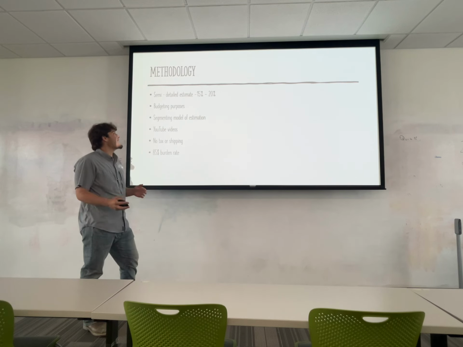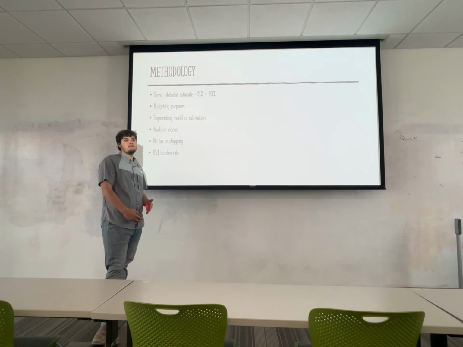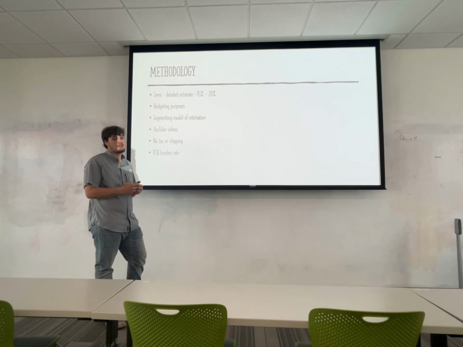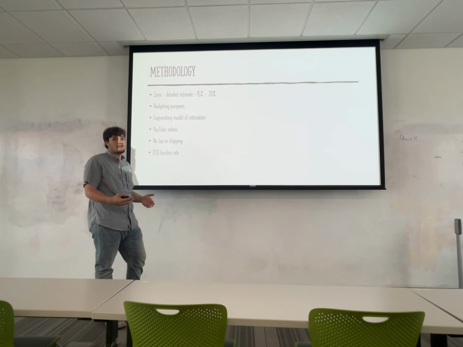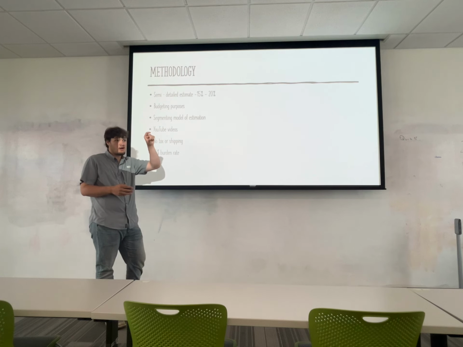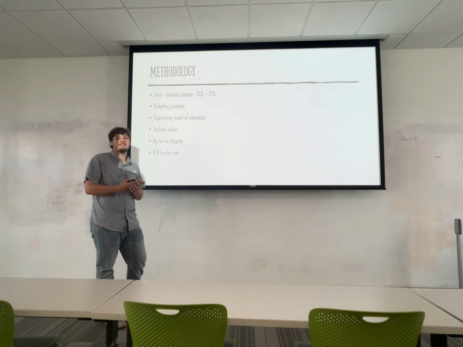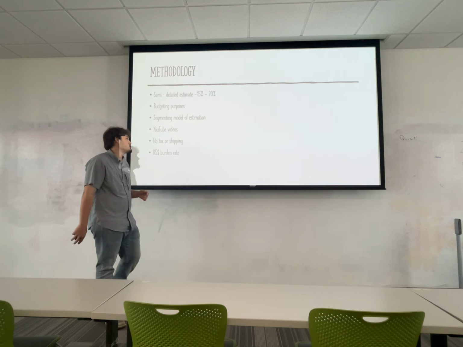My methodology: I did a semi-detailed estimate, negative 15%, where the range for this estimate is within negative 15% to 20% of the actual cost. It's for budgeting purposes. I used the segmenting model of estimation, which is where you break out each individual part cost, each individual labor cost, and then you add it all up to get one unit, and then I multiplied that by our 500,000 units.